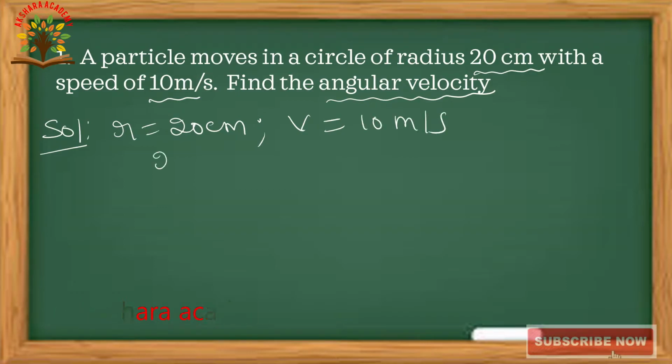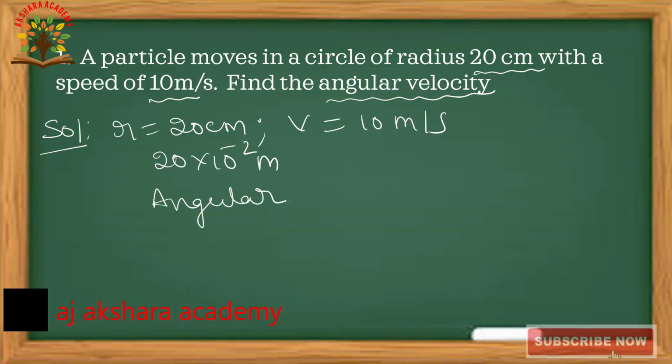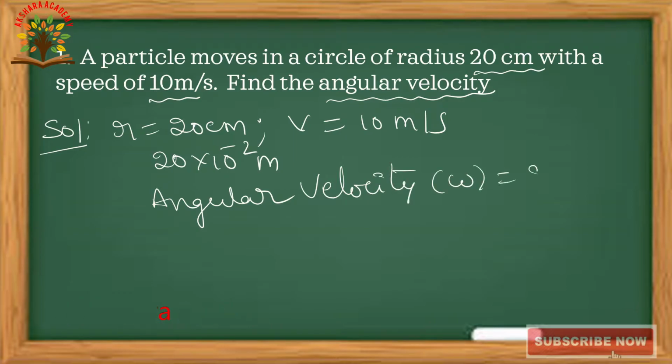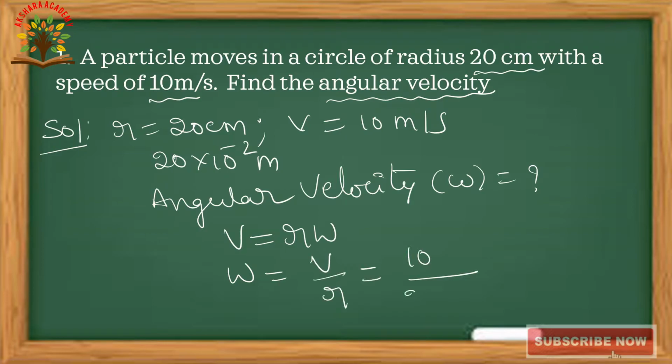Converting into meters, 20 into 10 to the power of minus 2 meters. Now we are finding the angular velocity. So angular velocity, that is omega, is equal to question mark. v is equal to r omega, so omega is equal to v by r. Substituting values, v is 10, r is 20 into 10 to the power of minus 2. 10 to the power of minus 2 going in the numerator, that is 10 square by 20.